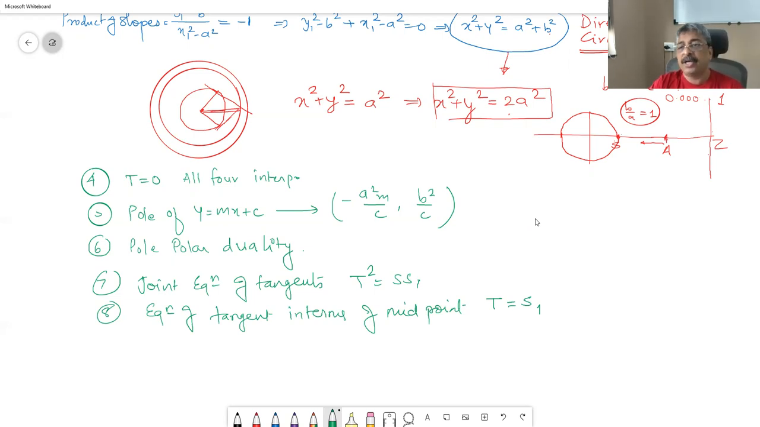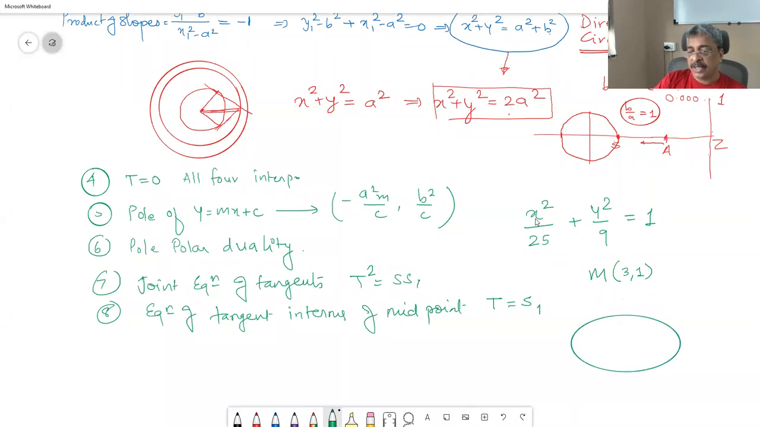So maybe just to refresh and to get the idea about how this goes, let me give you one ellipse. I have not given you any ellipse so far. x square upon 25 plus y square upon 9 is equal to 1. Suppose this is the ellipse, and inside I go 3 units on the x-axis and 1 unit on the y-axis. M is supposed to be the midpoint of the chord. The length of the minor axis is 2 times b, which is 6, and this is 10. Therefore the point is somewhere here, and we want an equation of the chord such that that point is the middle.